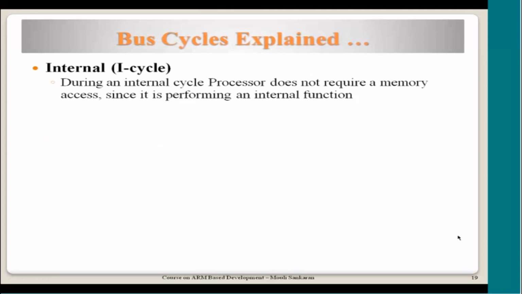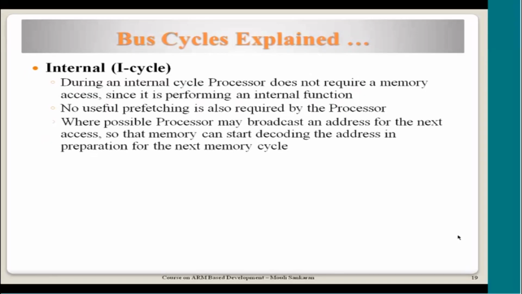Okay, now let us see what is internal cycle. I have already explained to you, this is something to do with operation performed by the processor internally, and it doesn't want any activity to be happening on the address or data bus. So no prefetch is required, and so the processor doesn't do any operation. But at the end of the internal cycle, it can broadcast the address to start the next memory cycle. So in preparation for the next memory cycle, it can broadcast the address, and memory will decode that, but it won't drive the address data bus until a memory cycle has started.